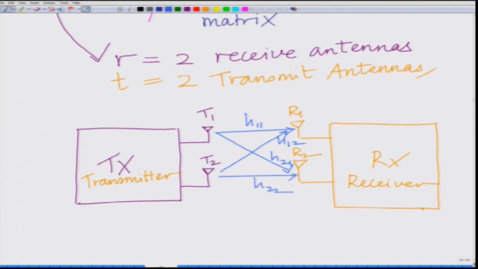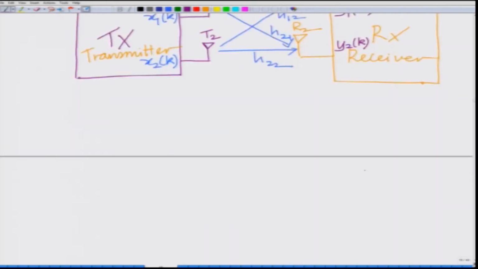This is something we have already seen. The symbol transmitted from transmit antenna 1 at time instant k is x1k, the symbol transmitted from transmit antenna 2 at time instant k is x2k, the symbol received on receive antenna 1 at time instant k is y1k, and the symbol received on receive antenna 2 at time instant k is y2k. Therefore, I can represent this system model.